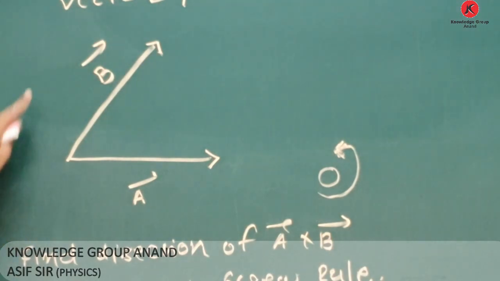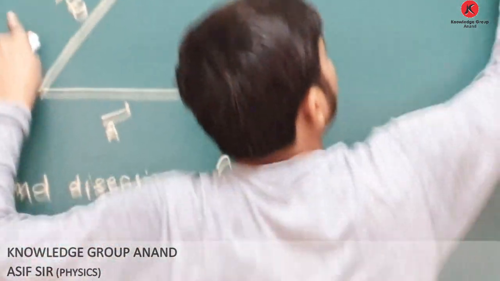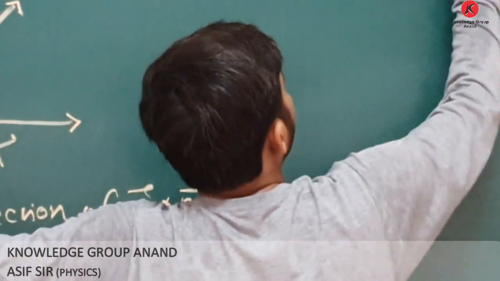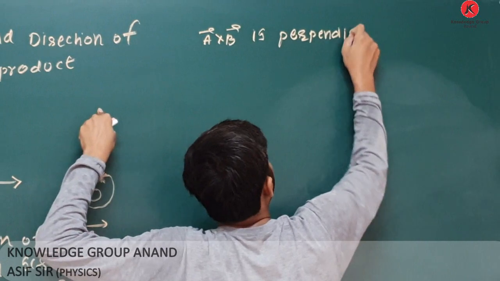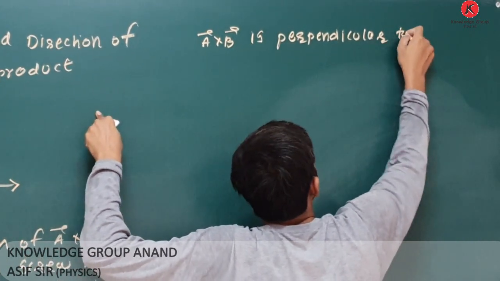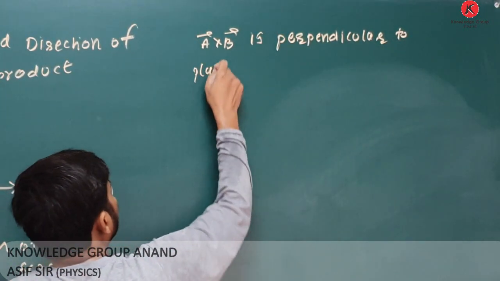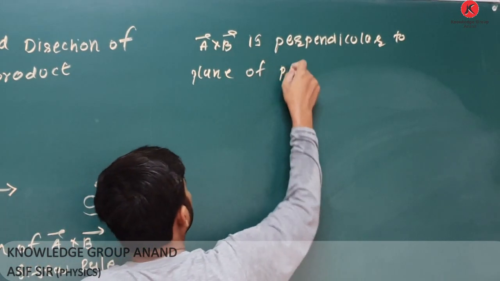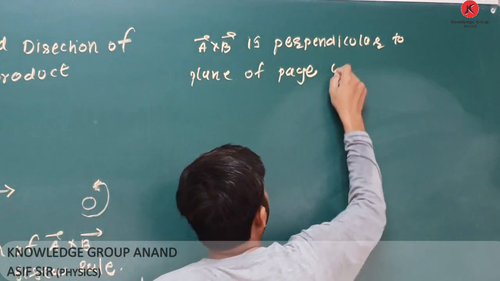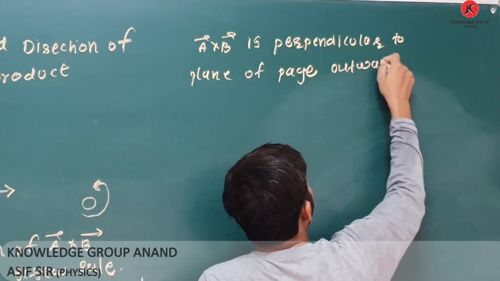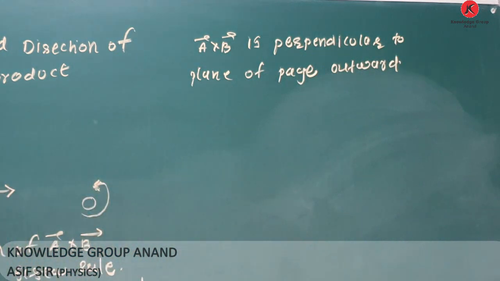So in this case, A cross B is perpendicular to the plane of the page. Yes, you have to write this in your notebook. So it is perpendicular to the page, outward. Clear about this? A cross B is perpendicular to the plane of the page, outward. Now it is the direction of A cross B.